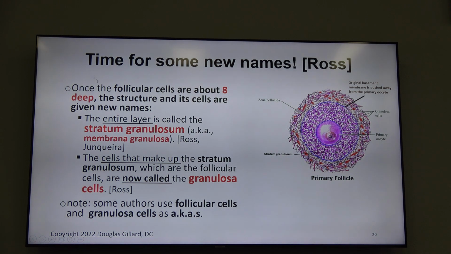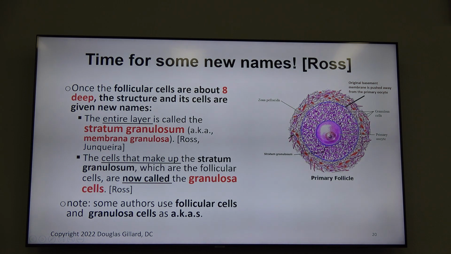Okay, so about 8 layers deep at this point, we're going to get a name change. Once the follicular cells are 8 layers deep, the entire layer changes names, and now we're going to call this the stratum granulosum. Okay, what makes up the stratum granulosum? Now these are just simply going to be called granulosa cells. Granulosa cells make up the stratum granulosum. There's the label right there.